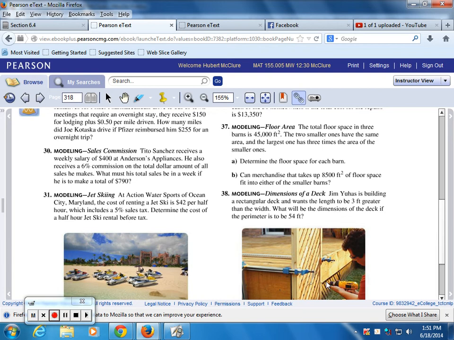The total floor space in 3 barns is 45,000 square feet. The 2 smaller ones have the same area, and the larger one has 3 times the area of the smaller ones. Let me ask you something. What's going to go to the right side of the equal sign? 45,000. Good job. And there's how many barns? 3. So you're going to have 3 blanks. One blank plus 1 blank plus 1 blank is equal to 45,000.